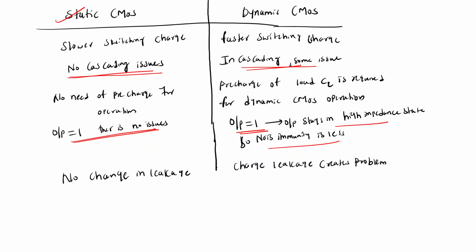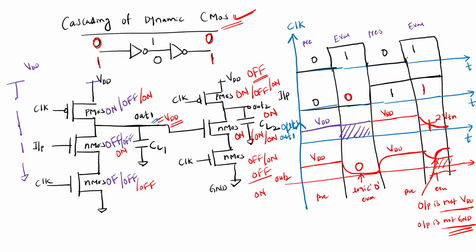And in static CMOS there is no charge leakage, whereas here charge leakage is there. This is the difference. And what is the cascade problem? We already saw it. As long as you are giving 0, there is no problem. But when you are giving 1, the output either does not go to ground or does not go to VDD, so you are not getting a proper output. That is the main problem in cascading dynamic CMOS.